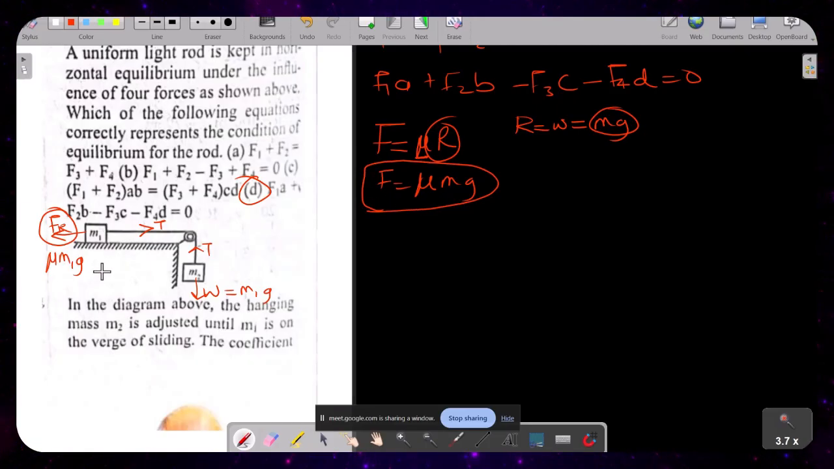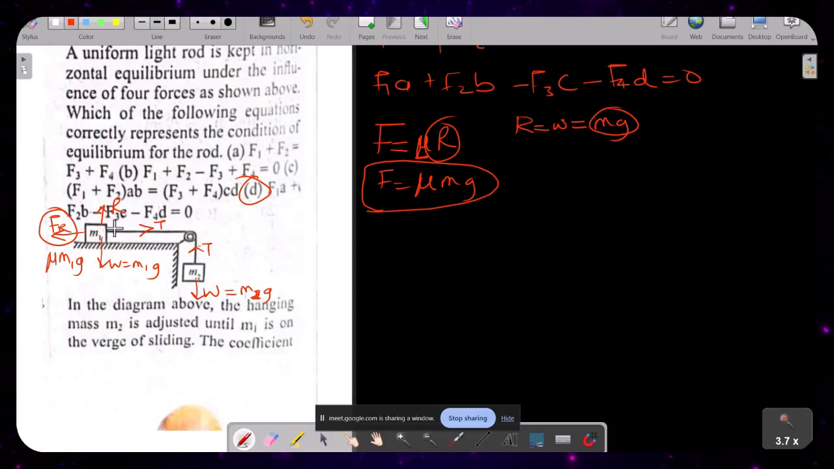Now the question says we should calculate the coefficient of static friction. So how do I calculate this coefficient of static friction? There's something else I forgot to tell you, which you should bear in mind. For this one, the weight is going to be what? Oh, sorry, this is M2, because this is the second mass. So the weight of this one is going to be M2G, and this place is going to be a normal reaction.